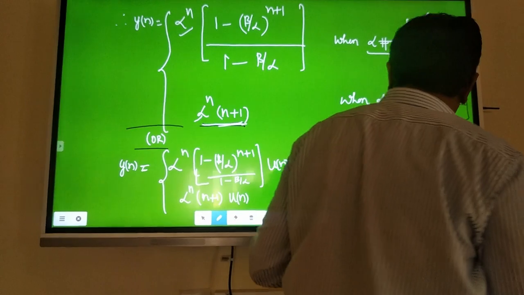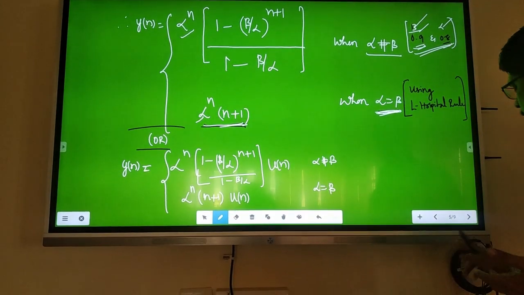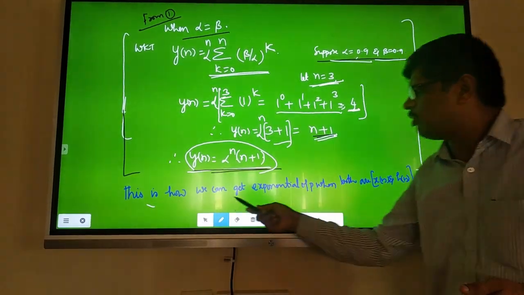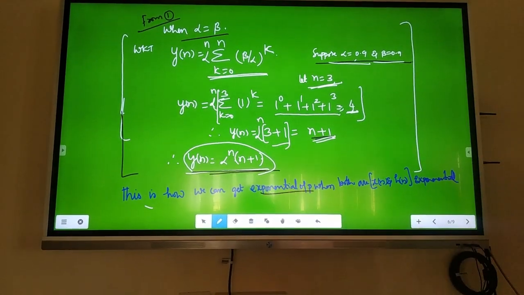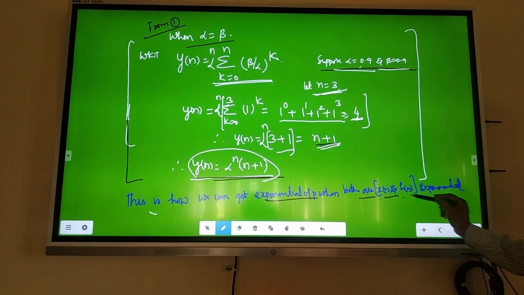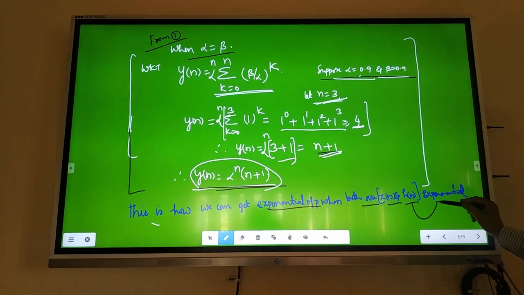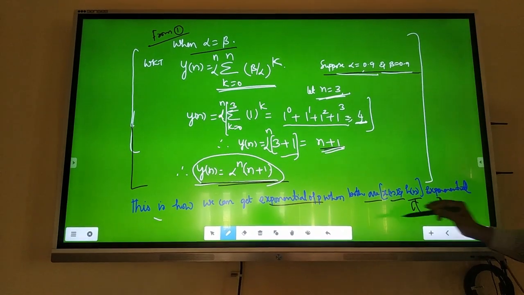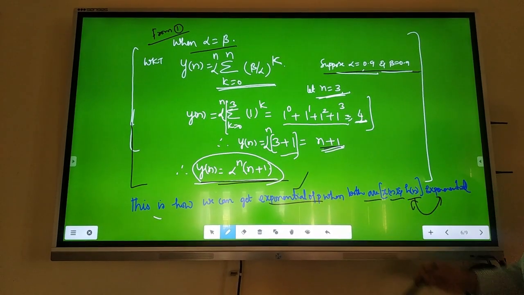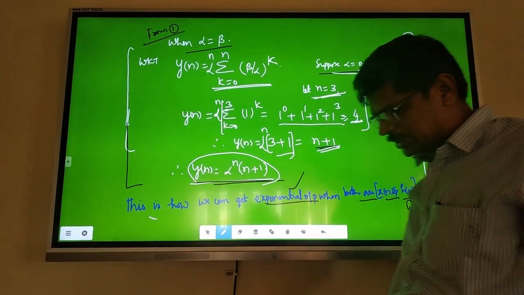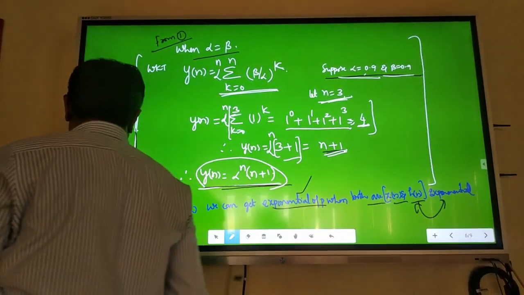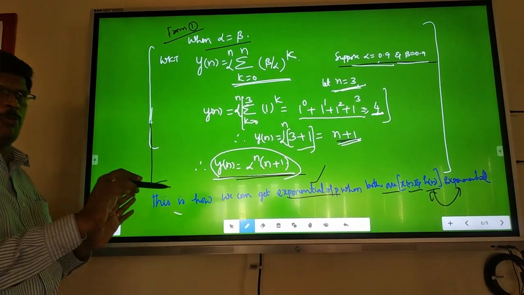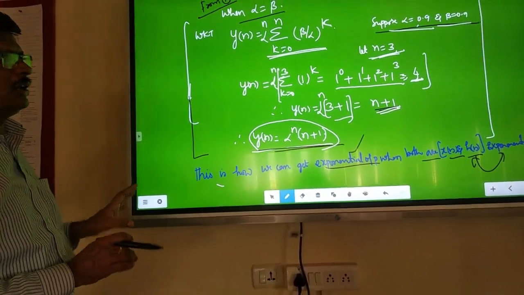Now this is how we can get complex processing. What is the meaning? This is how we can get an exponential output when both x of n and h of n are exponential. Both are exponential in the LTI system, and your output is also in the form of exponential. This is what actually exists in our processing today. Whatever we are using, these are the inputs, not your step only, not your impulse only.